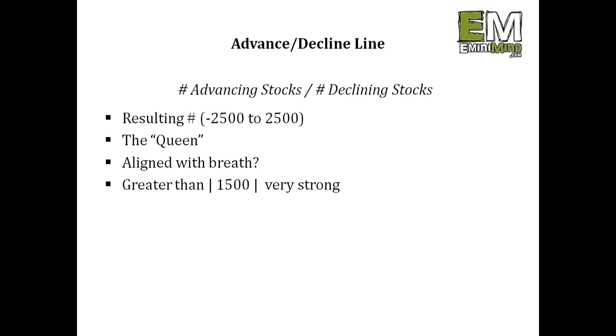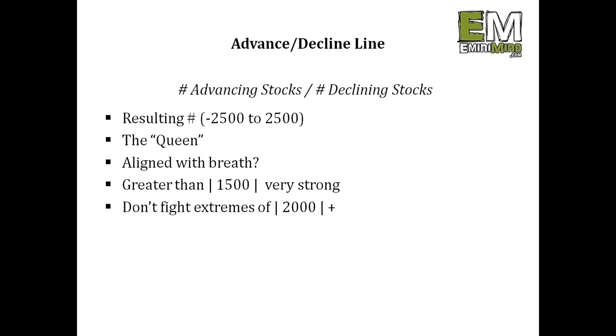Anything greater than 3 to 1 on the breadth, as we talked about, corresponds on the advanced decline line to anything greater than 1,500, which is very strong, both to the positive and negative side. If we get readings outside of 2,000, those are typically lined up with trending days.